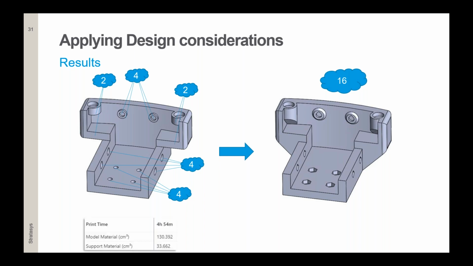So for the part on the left, you see that the printing time is 4 hours 54 minutes. And on the right side, you see that the printing time is only 2 hours and 57 minutes. So we saved quite a lot of time and quite a lot of support material. To be exact, our savings are 40% of the time and 20% of the costs, which probably translates to using less support material.